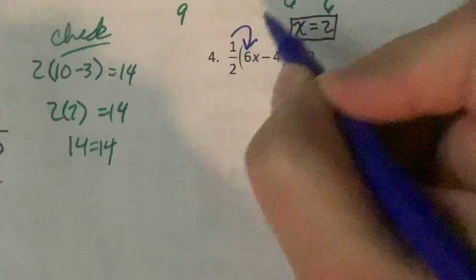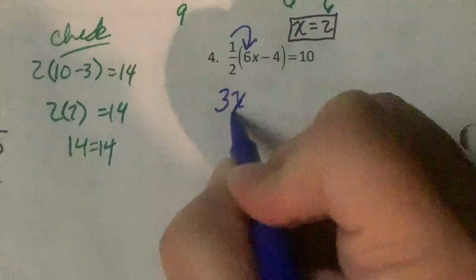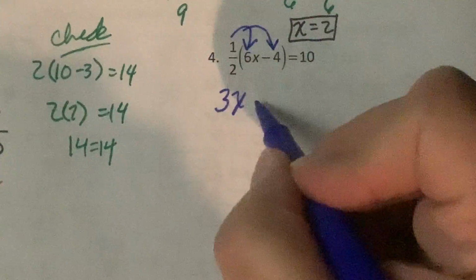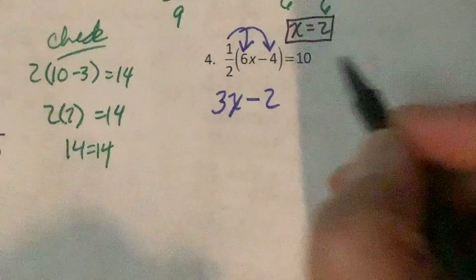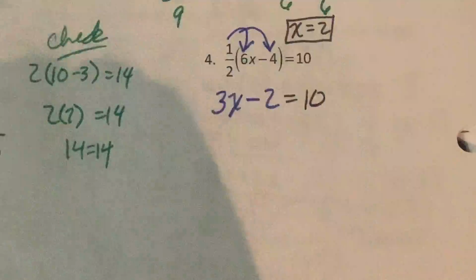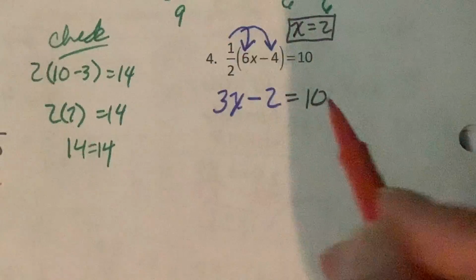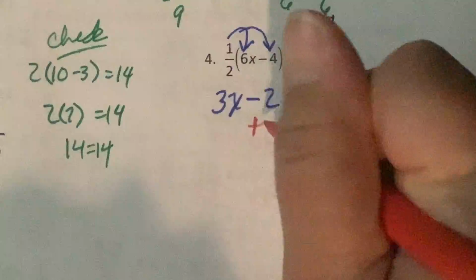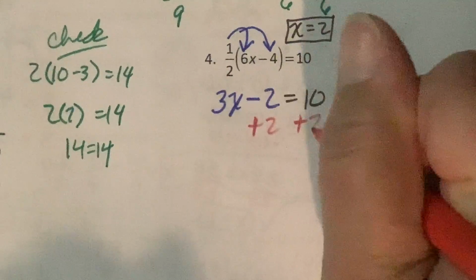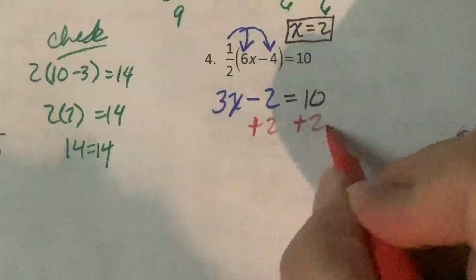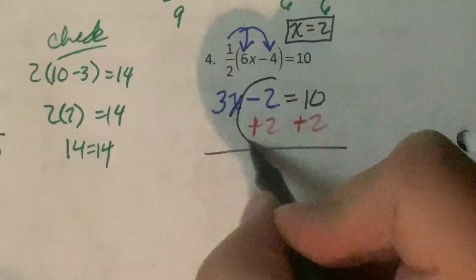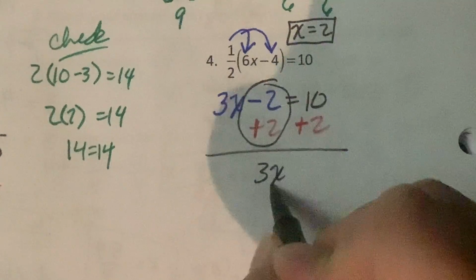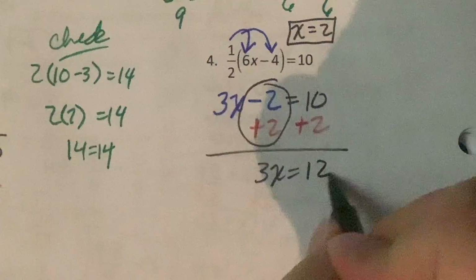Here we go. 1/2 of 6 is 3x. 1/2 of negative 4 is negative 2. Listen, why make things harder on yourself than they need to be? Equals 10. All right? The opposite of minus 2 is plus 2. Going to plus 2 on both sides. 3x minus 2 plus 2, that's 0. Bring down the 3x. 10 plus 2 is 12.